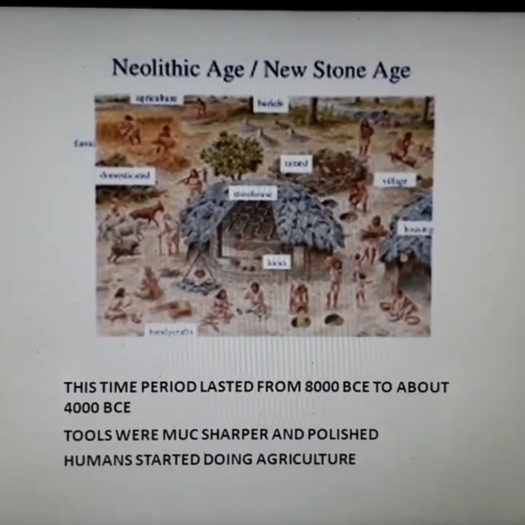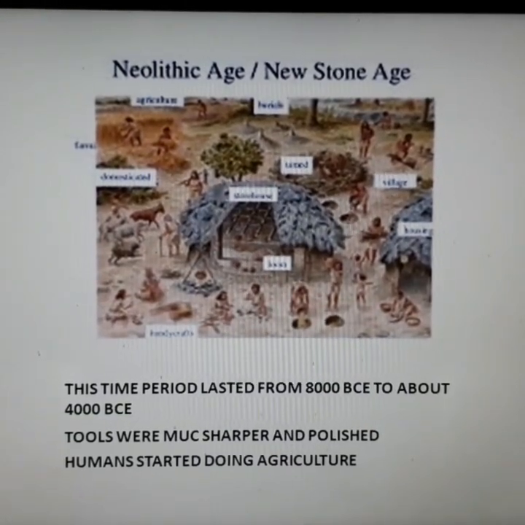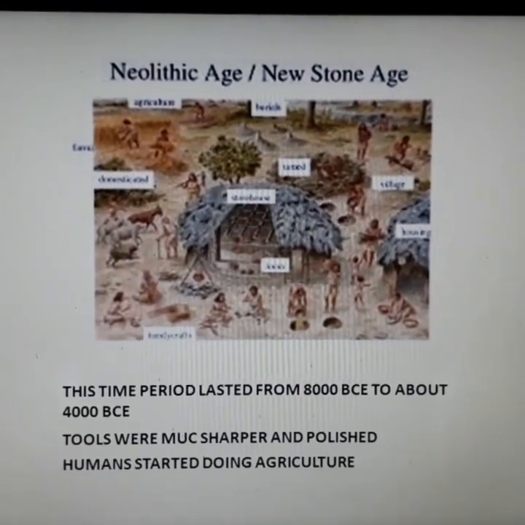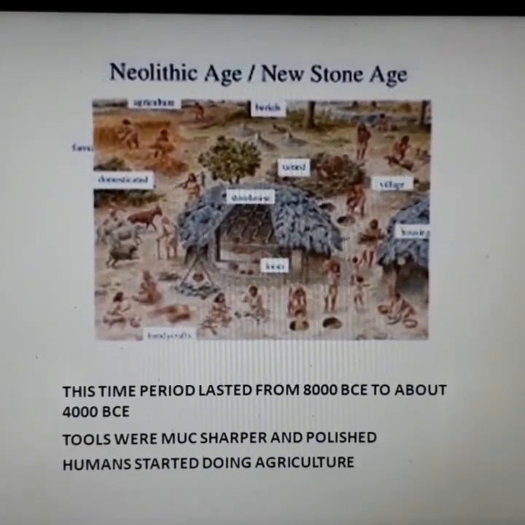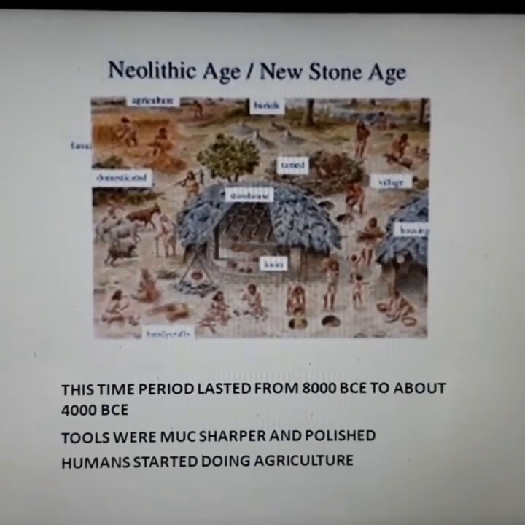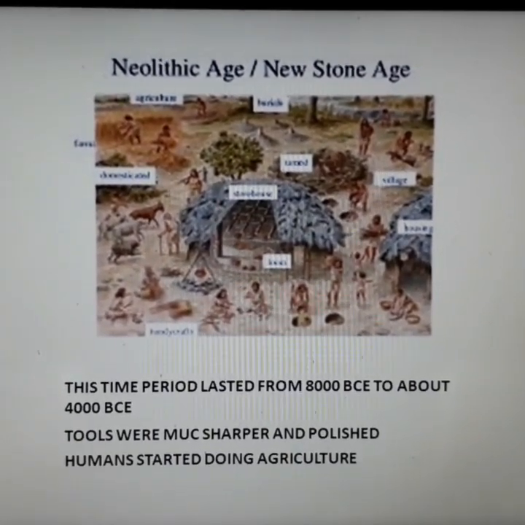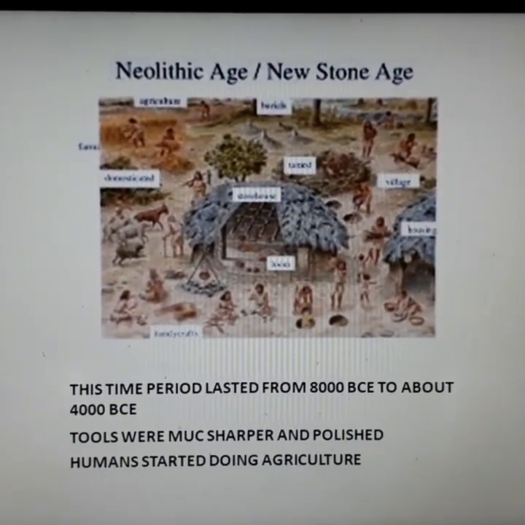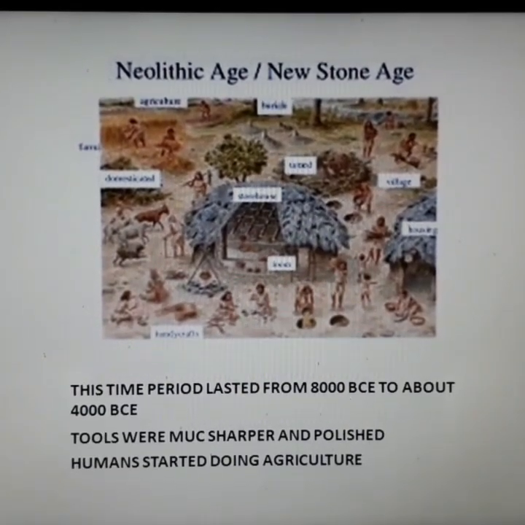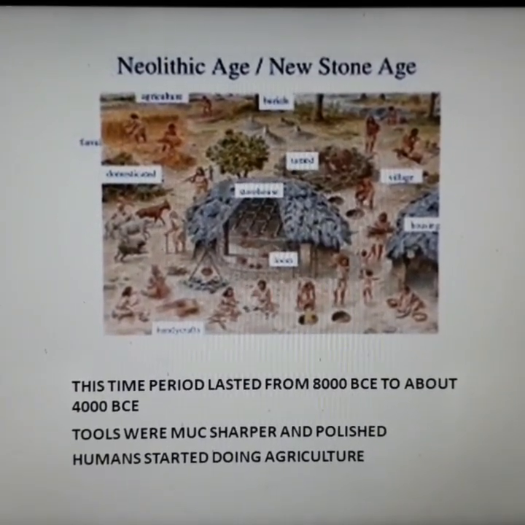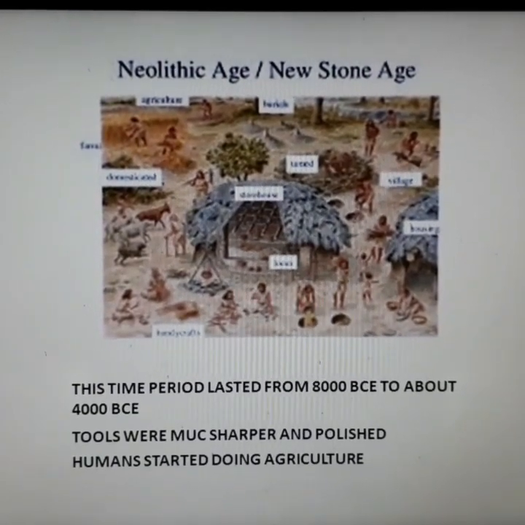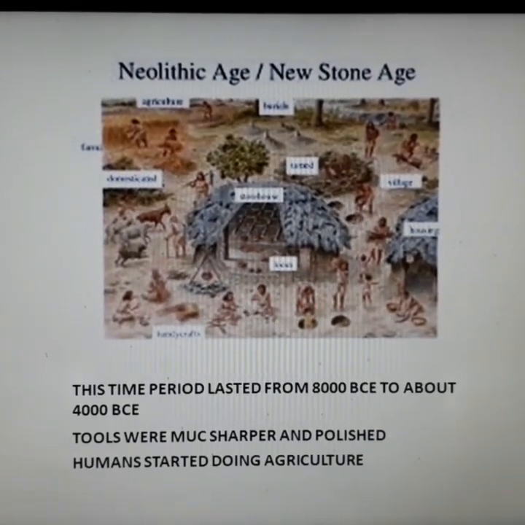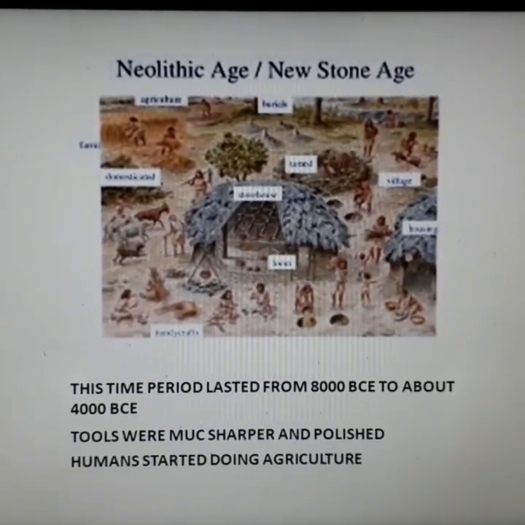When we compare the Paleolithic Age and the Neolithic Age, in the Paleolithic Age humans were hunters and gatherers. They did not live a settled life, but when the Neolithic Age came, they started living a settled life. They started domesticating animals, like cows for milk and dogs for protecting themselves. They also started doing agriculture to produce their own food. So here they started living a much more settled life.